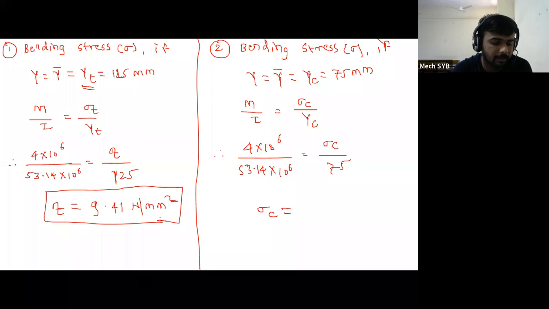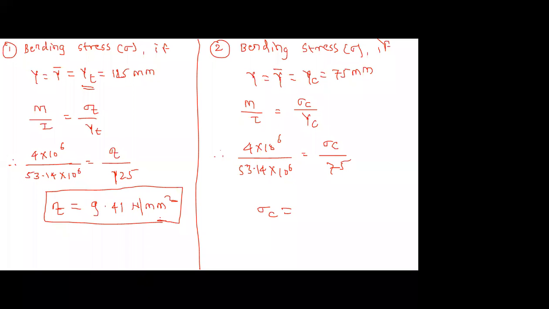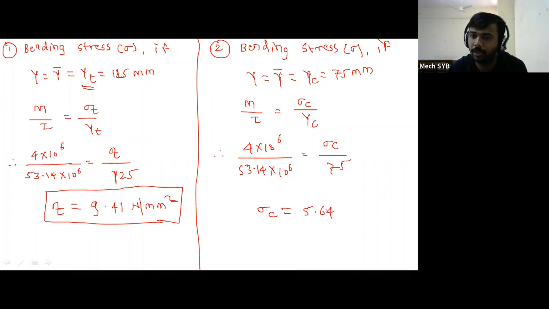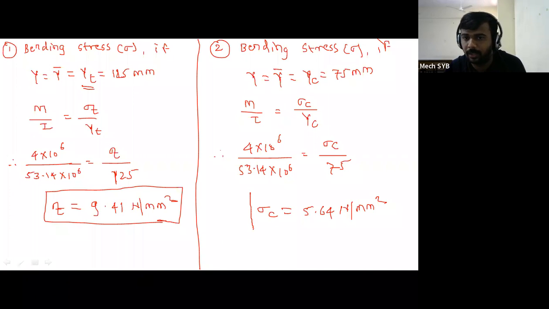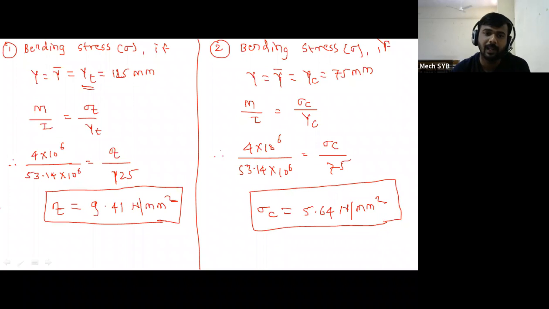9.41. And then what is the value of sigma c? 5.64 Newton per mm square. So this is the other stress at extreme fiber, but it is present at the top side, and sigma t will be present at the bottom side as per the nature of the simply supported beam.